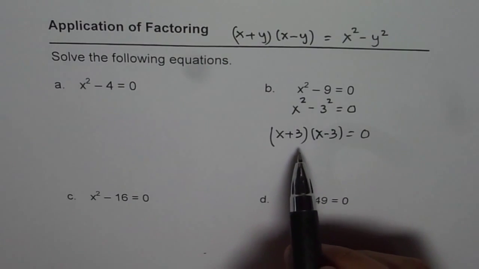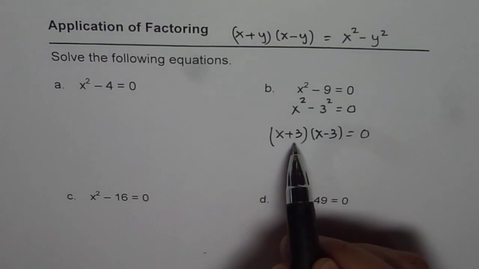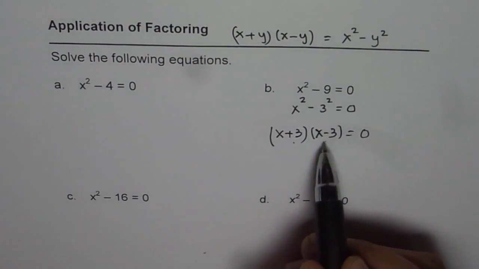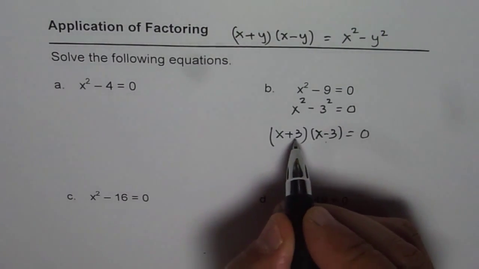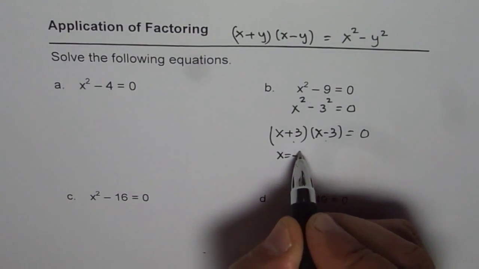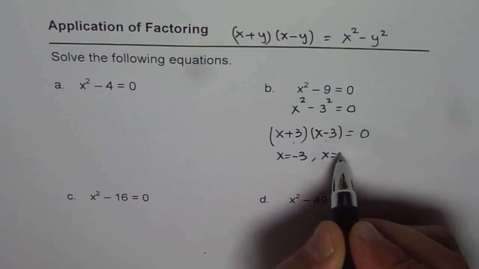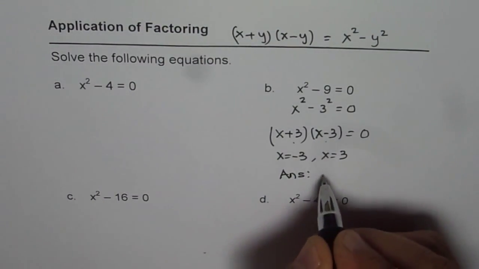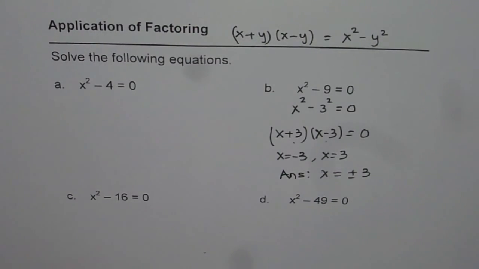Now, when we solve equations, we need to make left side equals to right side. Now, x plus 3 times x minus 3 should be 0. That means these should be individually 0. Each factor should be 0, right? Now, x plus 3 is 0 for x equals to minus 3, and x minus 3 is 0 for x equals to plus 3. And therefore, we have two solutions, and the answer is x equals to plus minus 3. So that's one technique of factoring.